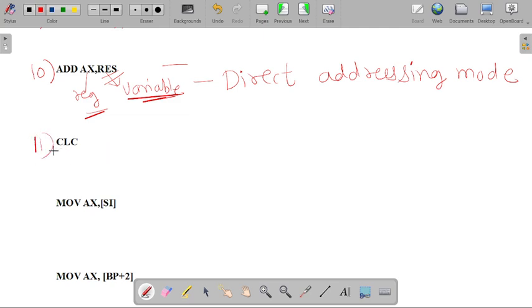The next example is the CLC instruction, that is called clear carry flag. And here there is no operand in that instruction. Whenever there is no operand in that particular instruction, we can write here implied addressing mode.